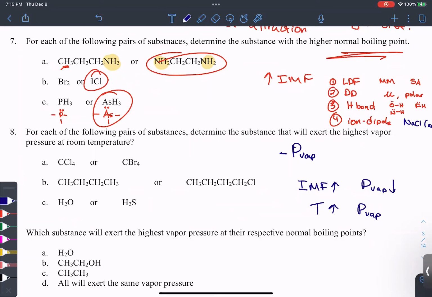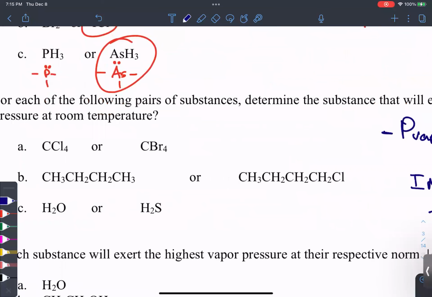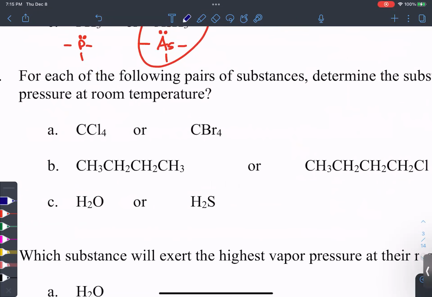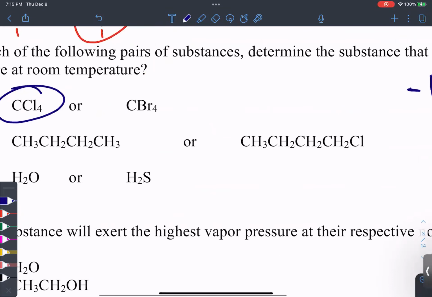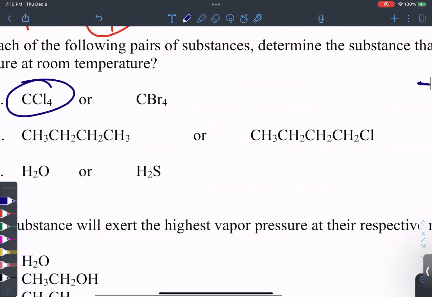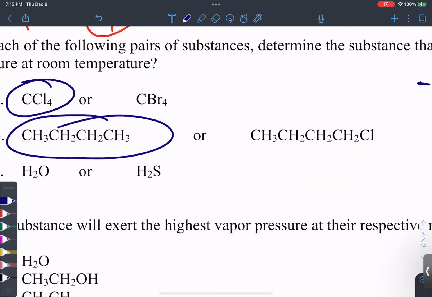Okay, so for number 8, it says, which of these substances has the highest vapor pressure at room temperature? What is this question actually asking? Lowest IMFs, that's it. So which one has the lower IMF? The lighter one, because both of them are nonpolar. What about B? Which one has lower IMFs? The first one, because this one is polar, but the first one is not polar.